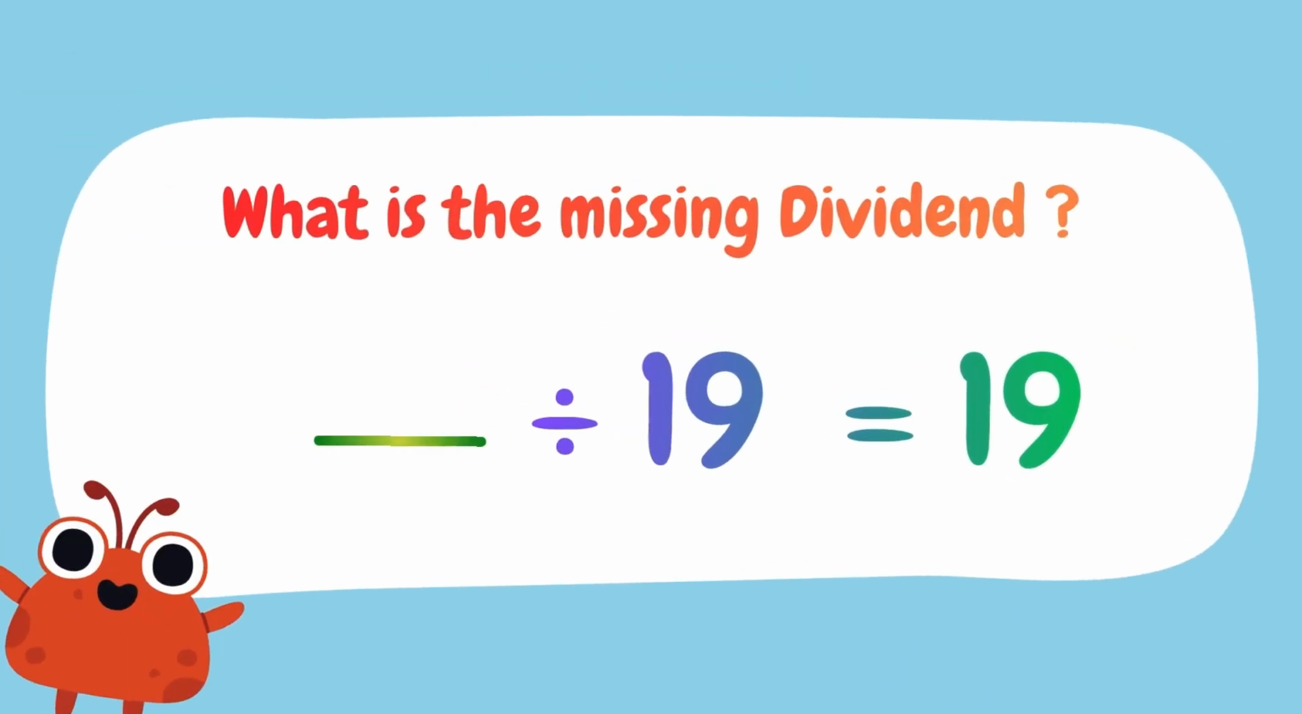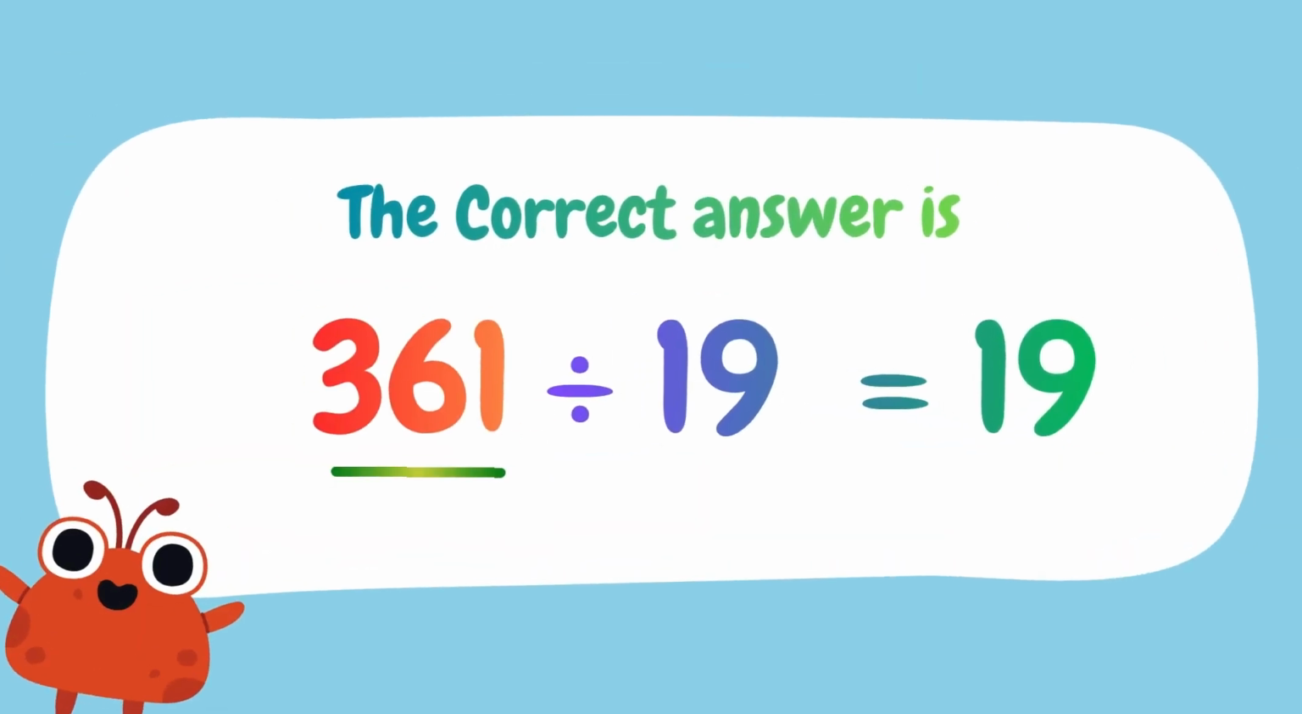What is the missing dividend? The missing number is 361. 361 divided by 19 equals 19.